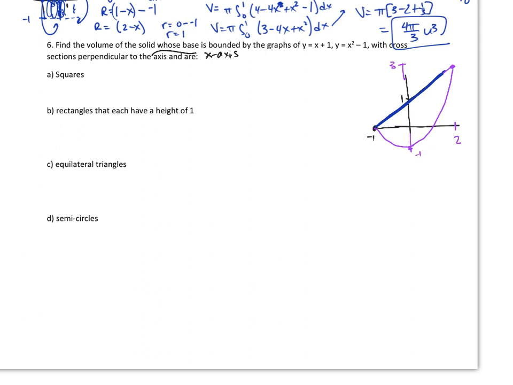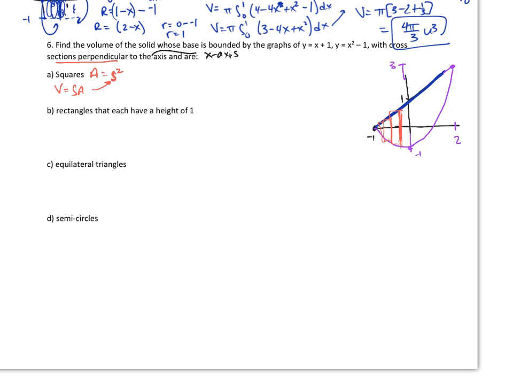And now for the first one here, I'm taking these to be squares. So what this means is there are squares coming out of the paper at you. When we're doing cross sections, they're perpendicular to the x-axis, just the way I drew it right there. The area of a square is side squared. So remember, the volume is the integral of the area, and the area that I'm dealing with are these squares, so it's side squared.